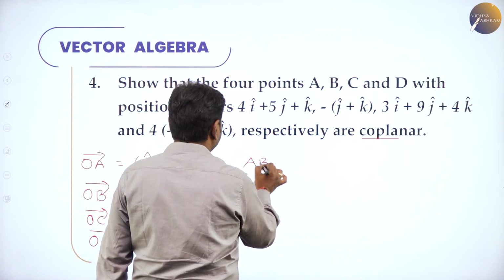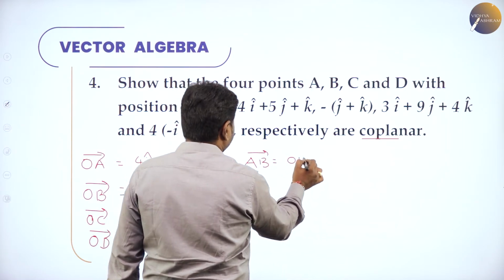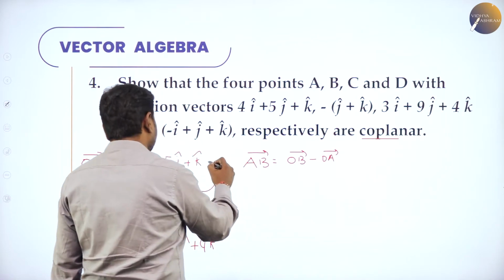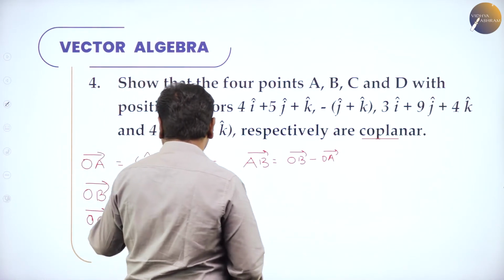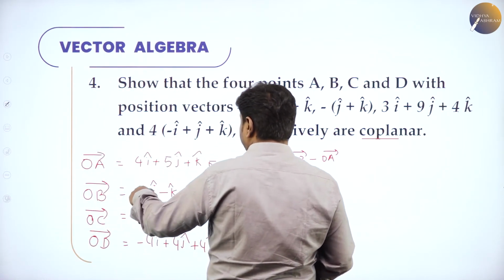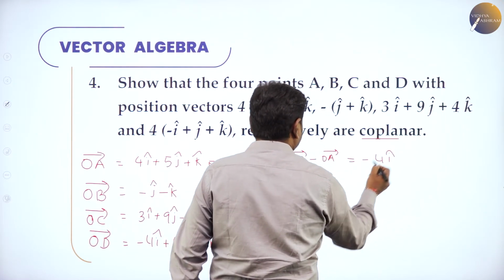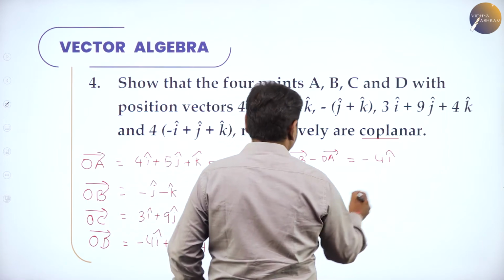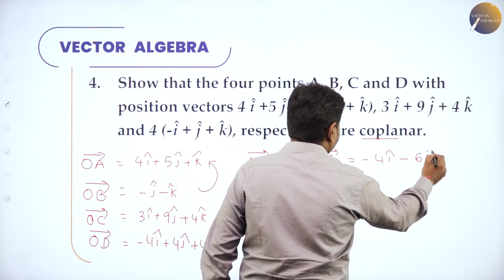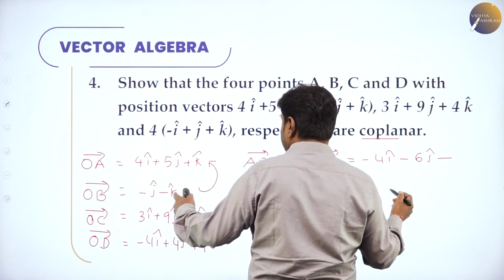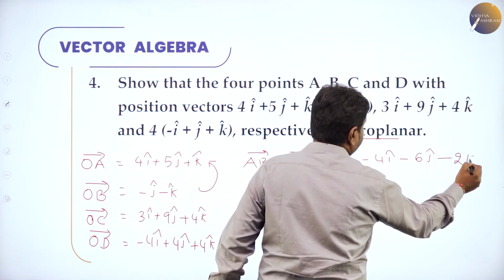Vector AB means OB minus OA. So if you do OB minus OA, you'll get AB. OB minus OA: we don't have i, so 0i minus 4i is minus 4i cap, and then minus j minus 5j is minus 6j cap, and minus of minus becomes plus, so minus k is minus 2k cap.